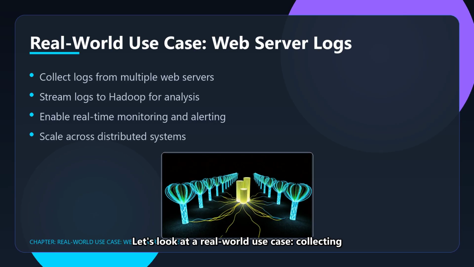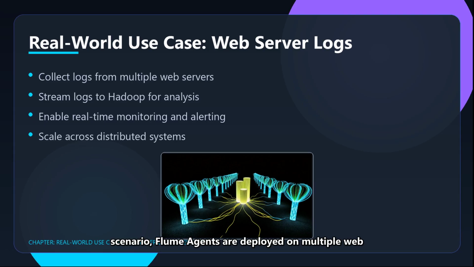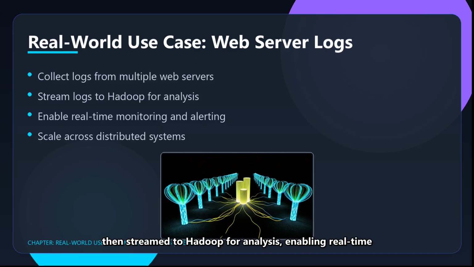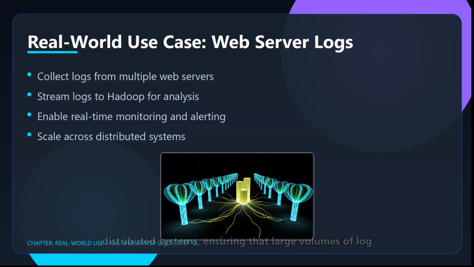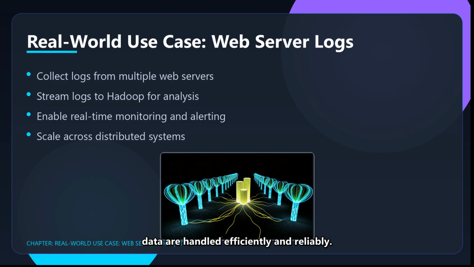Let's look at a real-world use case: collecting web server logs using Apache Flume. In this scenario, Flume agents are deployed on multiple web servers to collect log data. The data is then streamed to Hadoop for analysis, enabling real-time monitoring and alerting. This setup can scale across distributed systems, ensuring that large volumes of log data are handled efficiently and reliably.